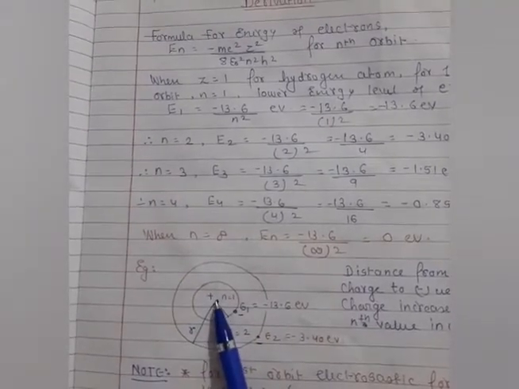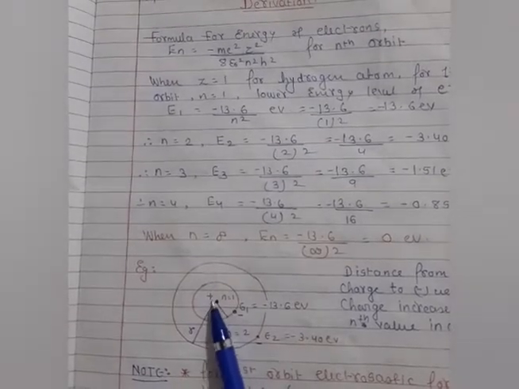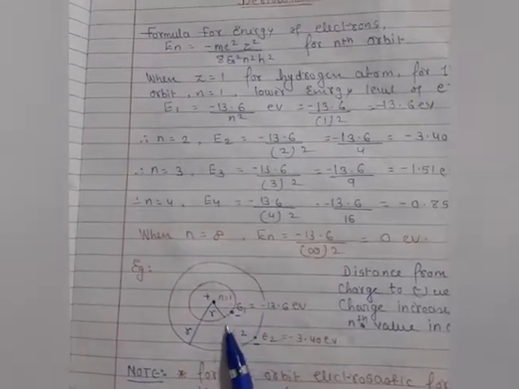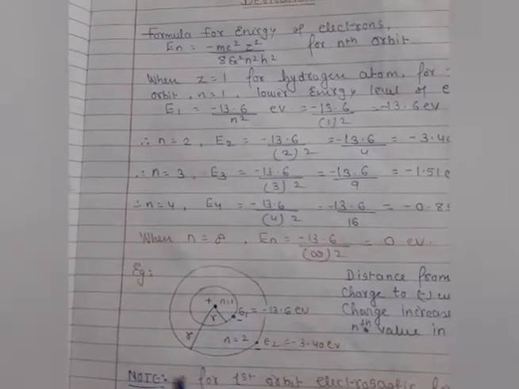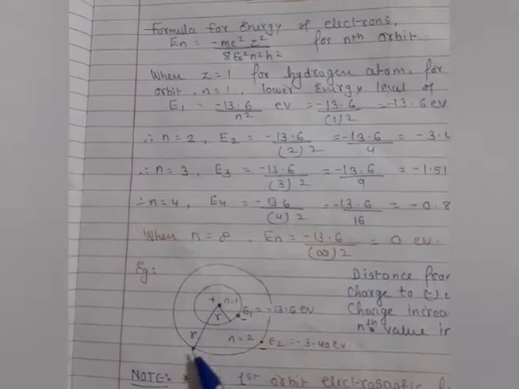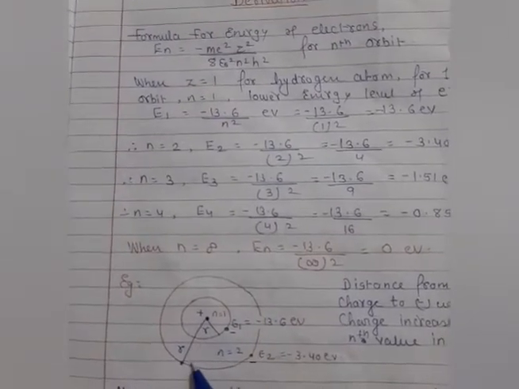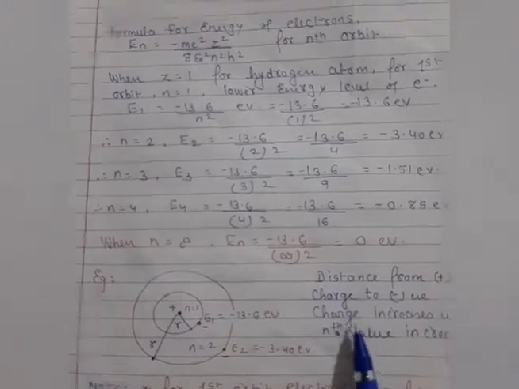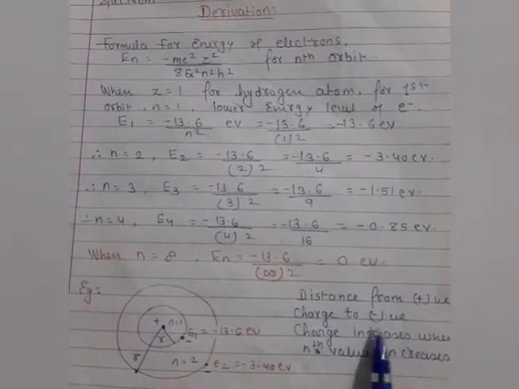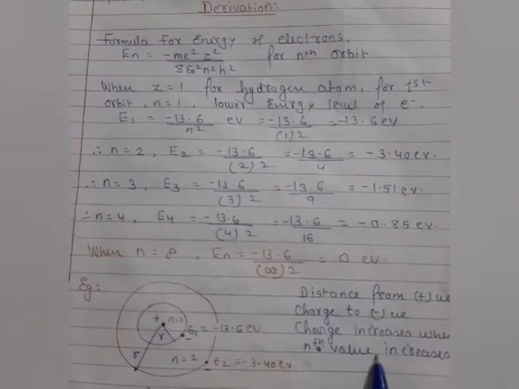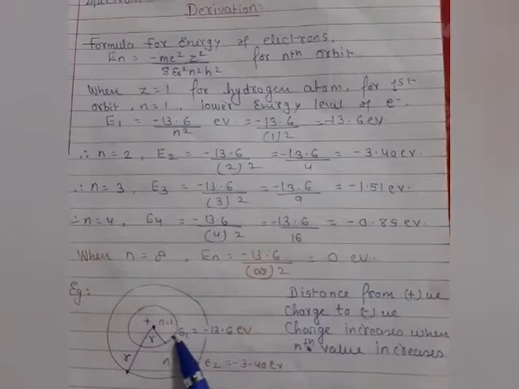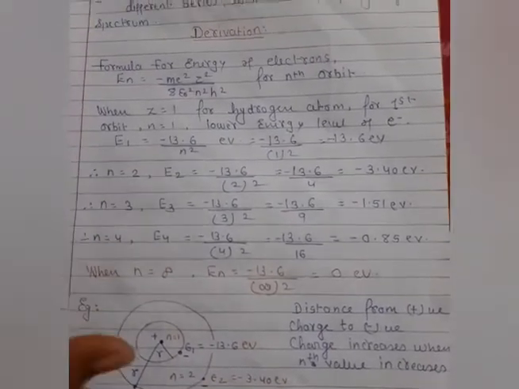And simultaneously, from the nucleus to the first orbit, the radius is this. From the nucleus to the second orbit, the radius is this. It means when the orbit increases, the value of n increases, and from the positive charge to the electron, the distance increases. That's why, students, the electrostatic force of attraction decreases here. As I already explained this concept, the distance from the positive charge to the negative charge increases when the n value is increased. Hope you are clear about it.